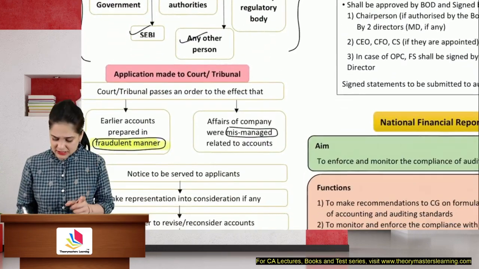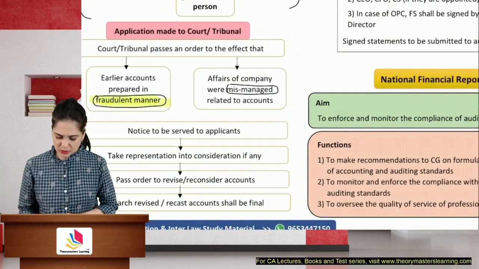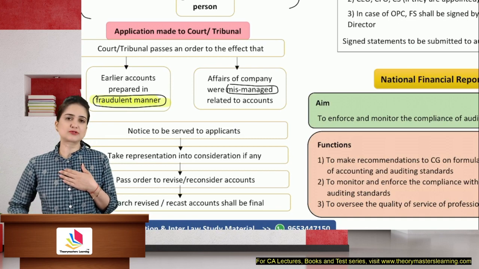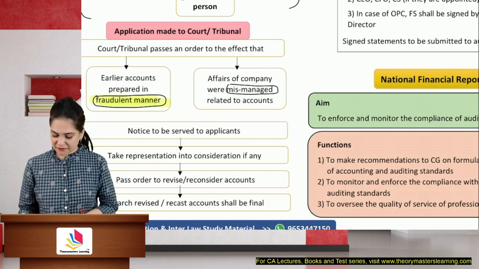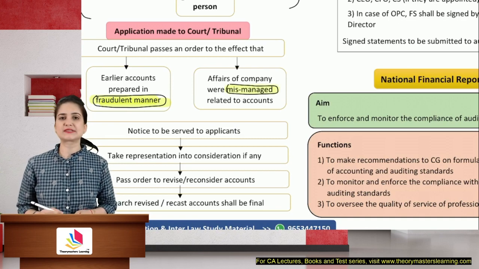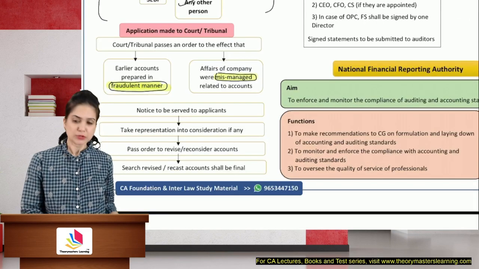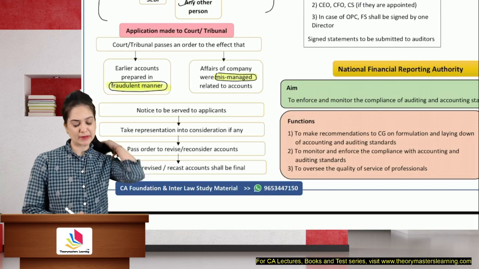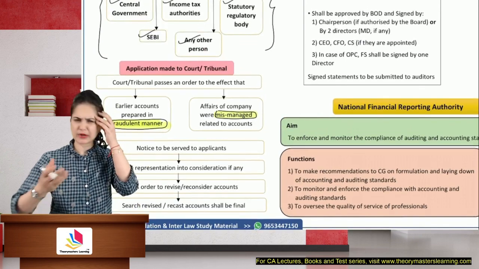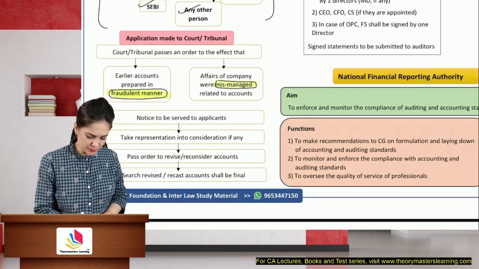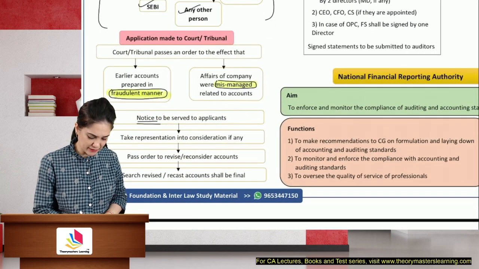What are the reasons we have mentioned over here? The court or the tribunal will pass an order if they feel that the accounts were prepared in a fraudulent manner, affairs were mismanaged, thus casting a doubt on the financial statements. Notice will be served to the applicants. Applicants in this case are the central government, income tax authority, SEBI, any other statutory body. Notice will be served to the applicants in case they have any representations.